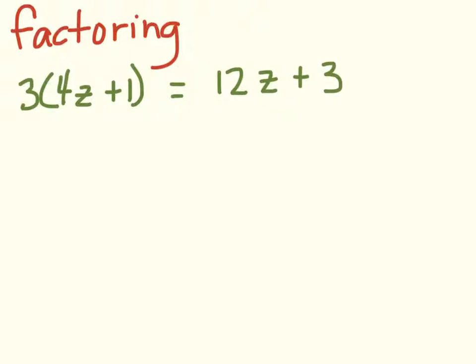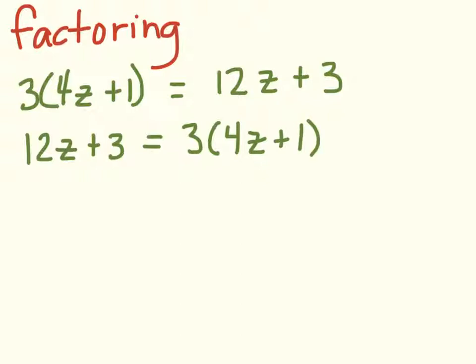We can now factor the expression 12z plus 3 to equal 3 times 4z plus 1. They're exact opposite processes. So let me explain how this actually happens. Let's say we have the expression 2y plus 10, and we're asked to factor that expression. So the first thing we want to do is list the factors of each term.